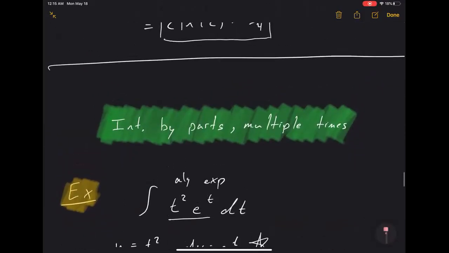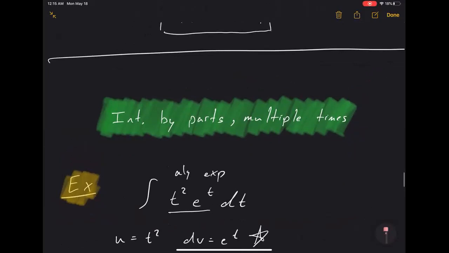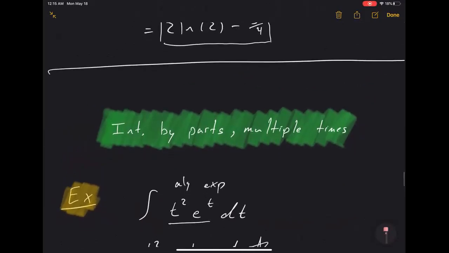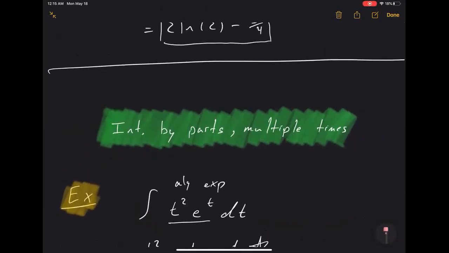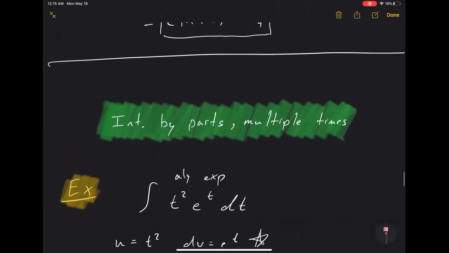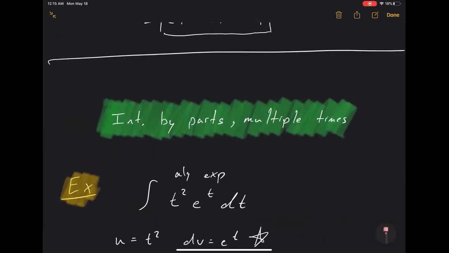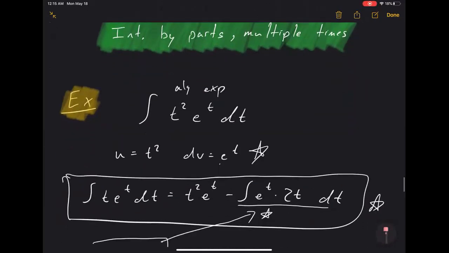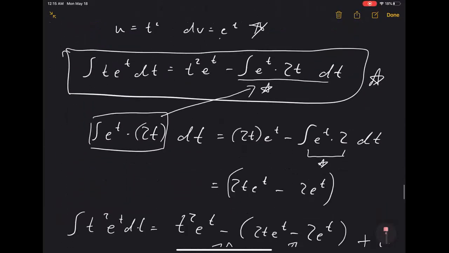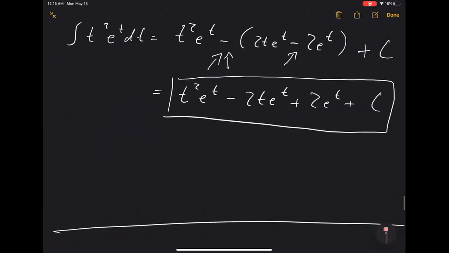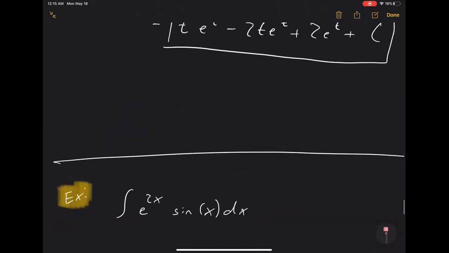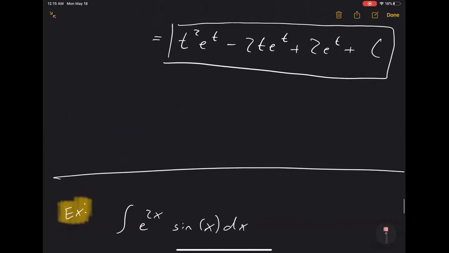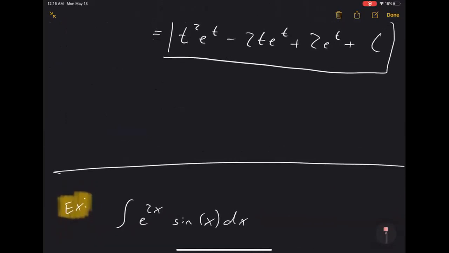Many times it's going to be a polynomial like t squared or something times an exponential or a trig function. But it's not exclusively that, though a lot of times it's that. And when we have a trig function, we have a special technique that I'll show you, and then we'll be done with this video.